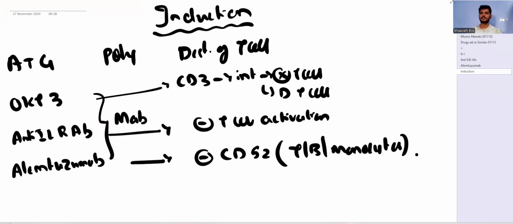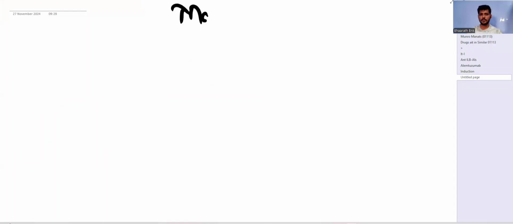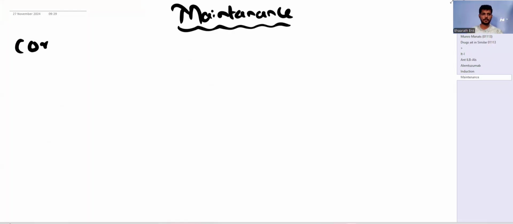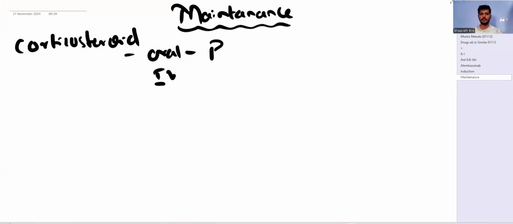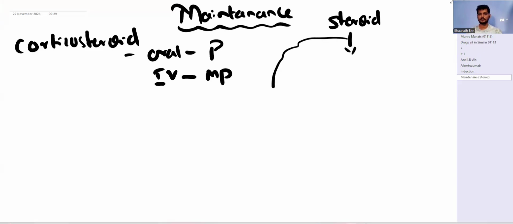Now coming to the maintenance phase. Once you come to the maintenance phase, you can use the drugs which are less aggressive, less potent. So the first drug here would be a corticosteroid. Now this corticosteroid can be given as an oral drug, which is prednisone, or it can be given as an IV form, which is methylprednisolone. Once you give a steroid, this steroid will enter into the cell.